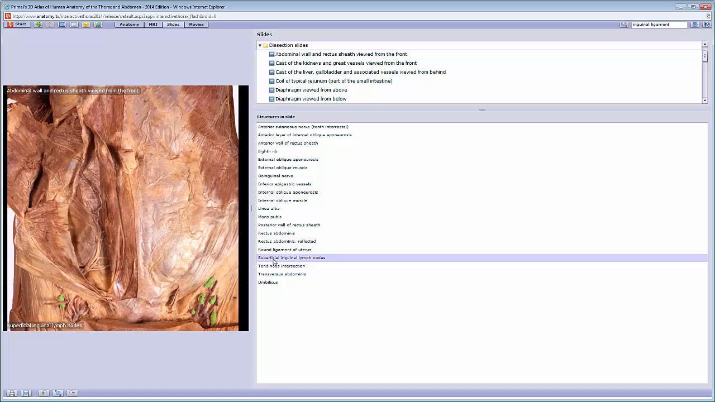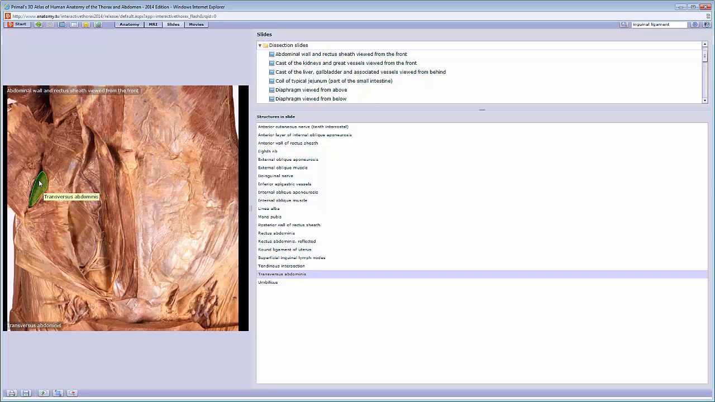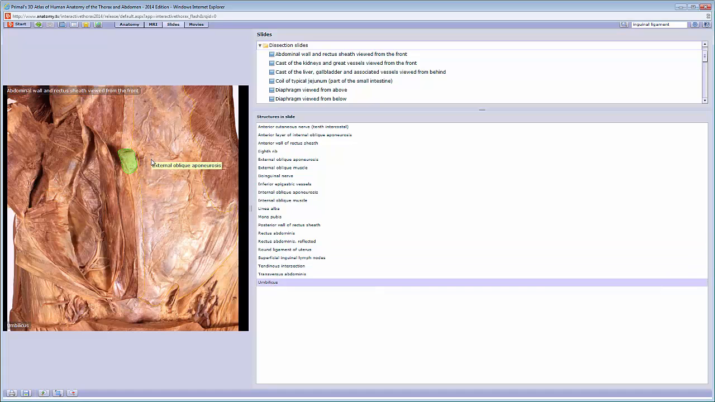Here are some superficial inguinal lymph nodes. These are tendinous intersections. These are the ones that are responsible for making the 6-pack or 8-pack appearance of the rectus abdominis muscle. Here is the transversus abdominis muscle, the third layer of these three major flat paired muscles, and right here is the umbilicus.